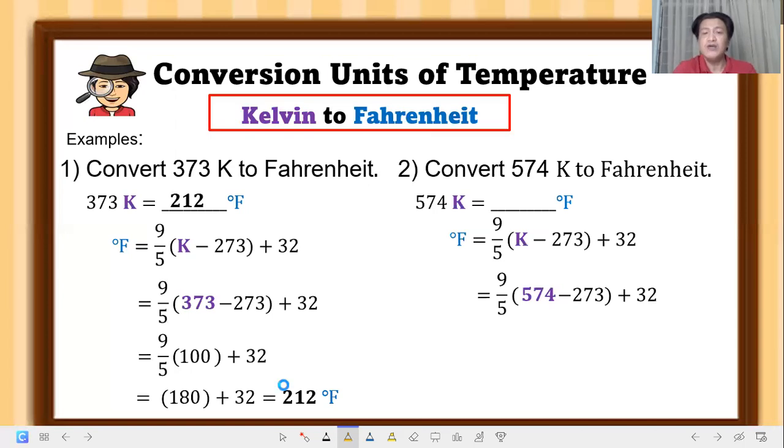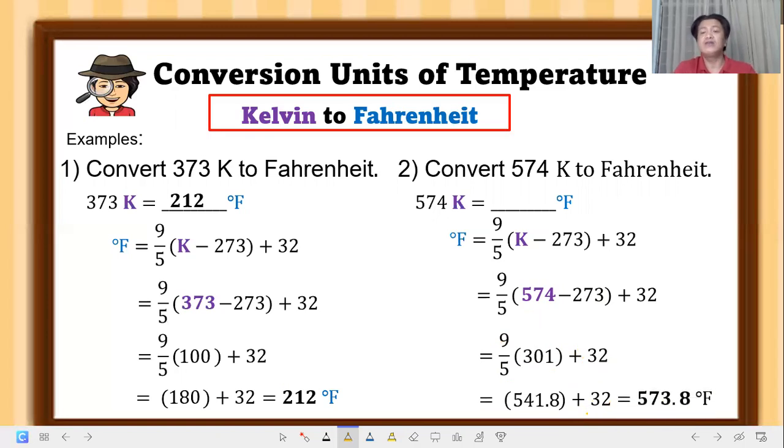Tsaka mo ngayon i-subtract yung nasa parenthesis. What is 574 minus 273? Yan po ilalagay natin sa parenthesis. Tsaka mo ngayon, i-multiply yung 301 doon sa 9. Yung product nun, i-divide by 5. And that is, yan, ilalagay natin, that is 541.8. Tsaka mo ngayon i-add yung 32. And that is equal to 573.8 degree Fahrenheit. Yan ngayon yung katumbas or equivalent ni 574 Kelvin. Okay, actually this is, pag ni-round off natin yan, equal lang siya dito, 574. Okay? So, pag ginawa natin whole number yan, they are equal.